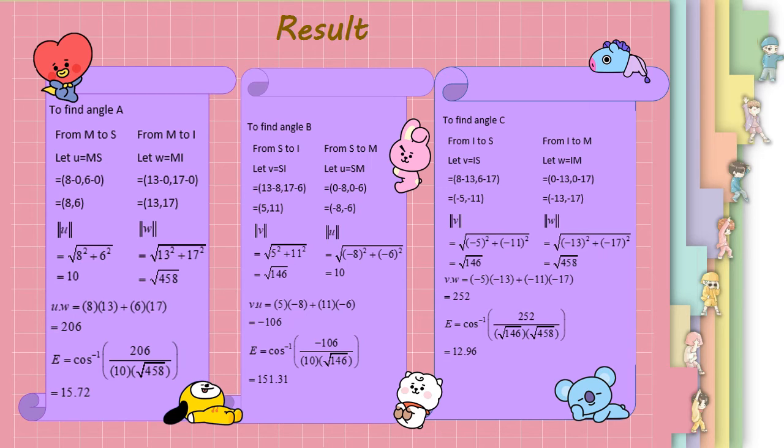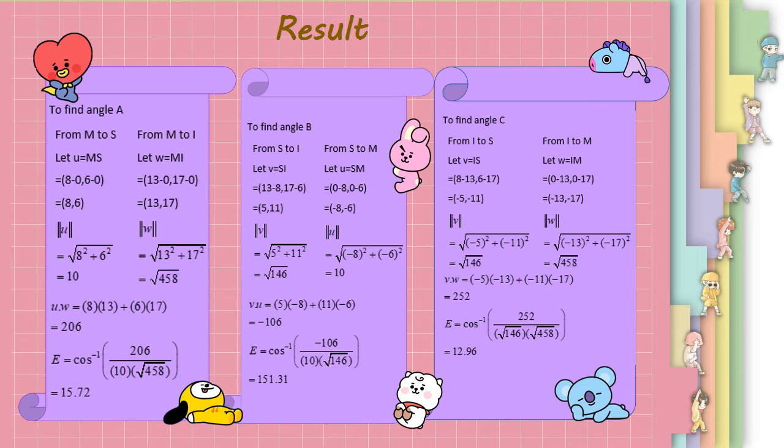Last but not least, angle C. To find angle C, we will take the vectors from I to S and let v equal IS. So the vector v here is negative 5 and negative 11. The next vector is vector w, where w equals IM, from Indonesia to Malaysia, and we will get negative 13 and negative 17.